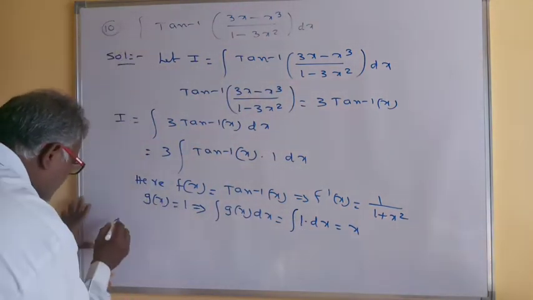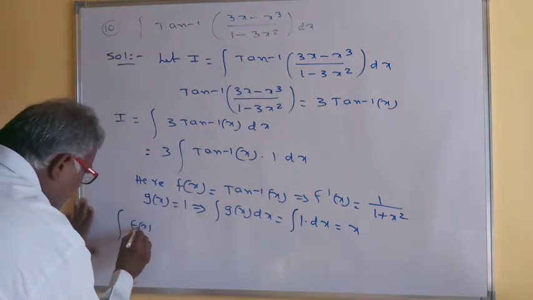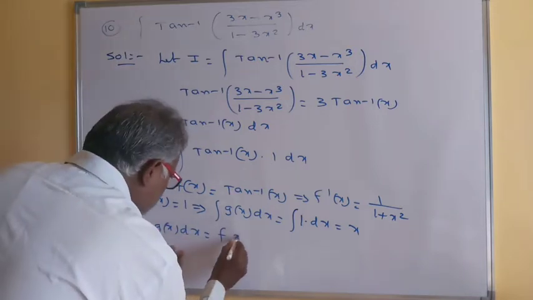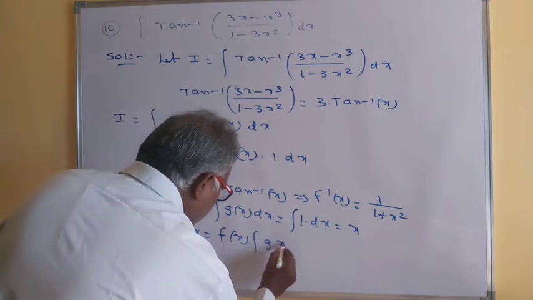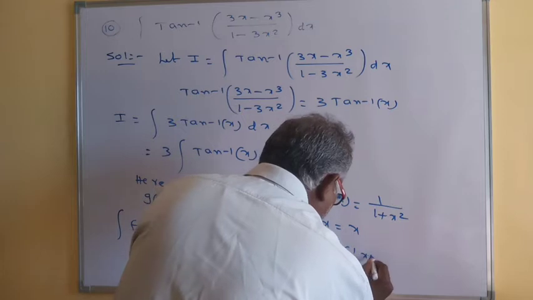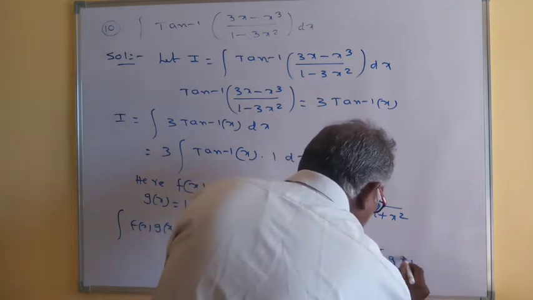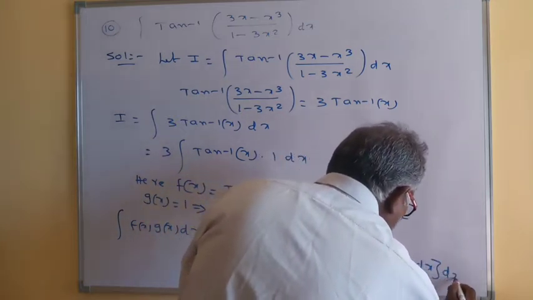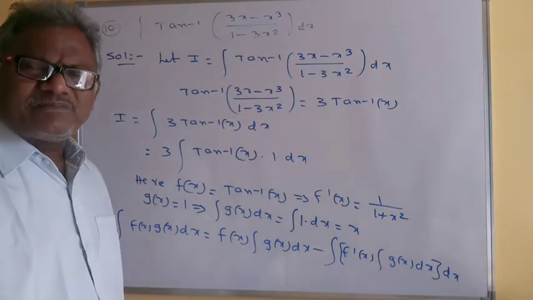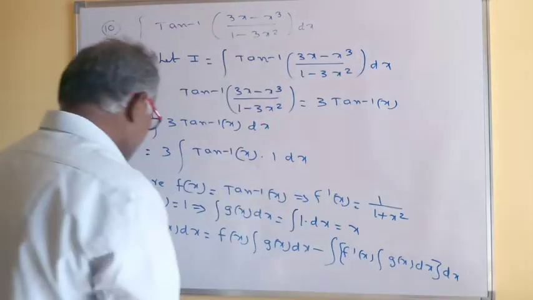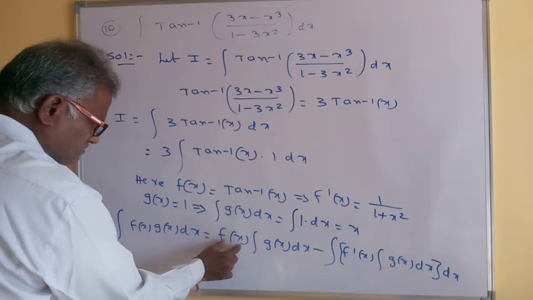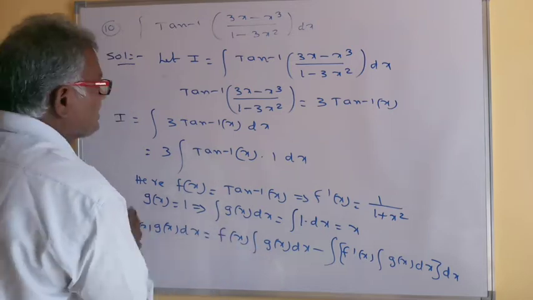Now the integration by parts formula. Integral of f of x, g of x, dx is equal to first function into the integral of second function, minus the integral of first function's derivative into second function's integral. This is the formula for integration by parts. So here, this is f of x and this is g of x.